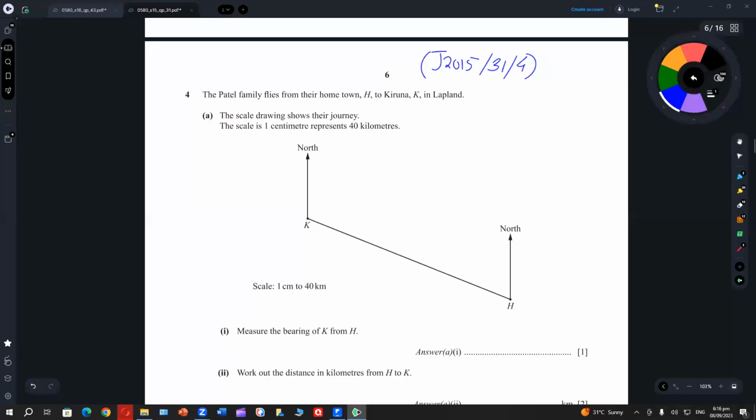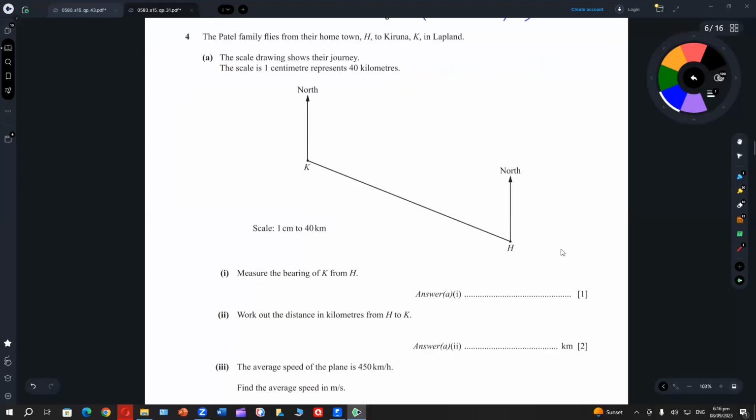He flies from their home town H to Kiruna K in Lapland. The scale drawing shows their journey. Oh, it's a measurement. Measurement means you need to use a protractor. Do you have a protractor with you? Yes. Okay.